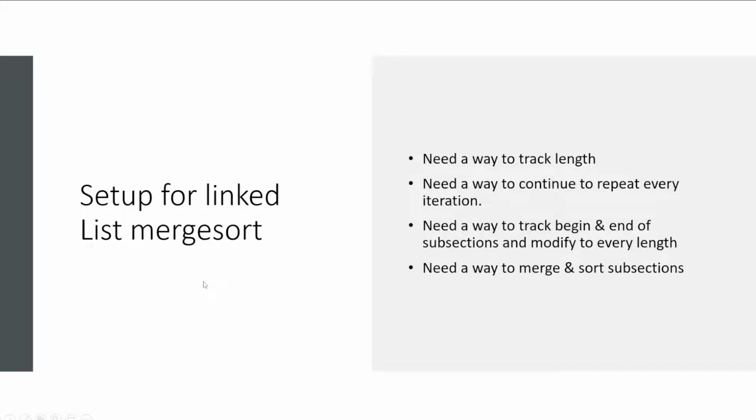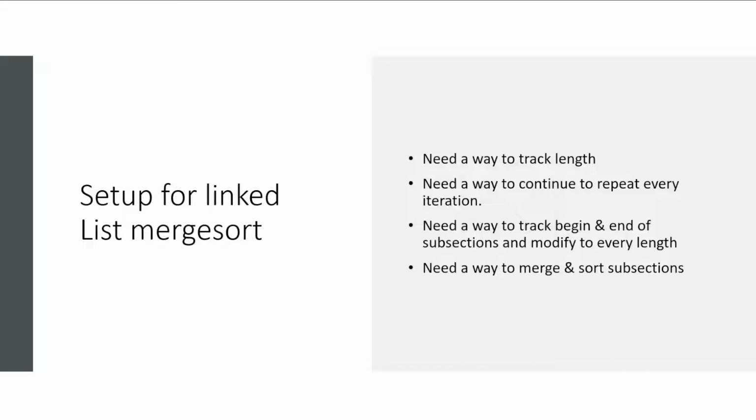There needs to be some setup for linked list merge sort if we're going to approach this with a bottom-up approach, if we are thinking about it in terms of the array bottom-up merge sort. We need to keep track of the length. We need to find a way to continue every iteration from the beginning, so we need to find a way to loop through the linked list repeatedly.